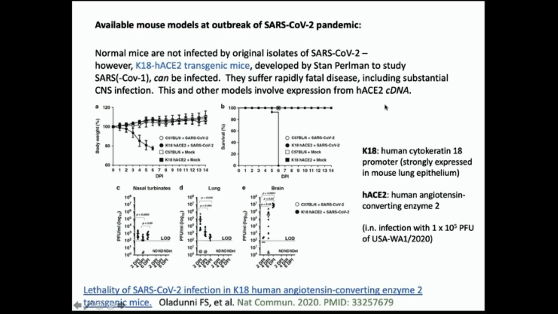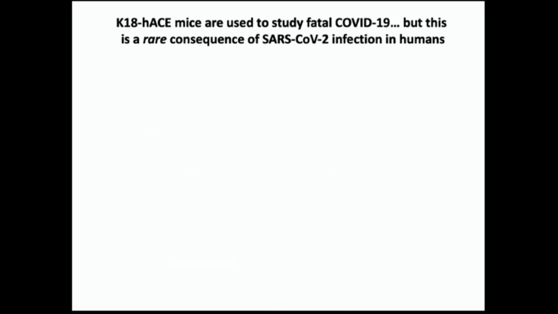So it's useful to have a model where the mice can be infected, and that allows us to do lots of experiments on things that will affect the infection and better define the pathology involved. But this infection in the brain was concerning because it's not especially typical, as far as we know, in most infections in humans. So these K18 mice are useful to study fatal COVID-19, but this is actually a rare consequence of SARS-CoV-2 infection in humans.